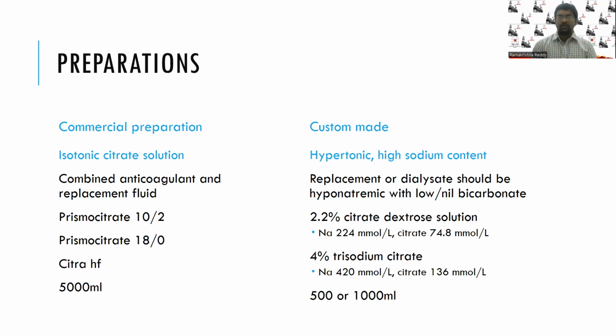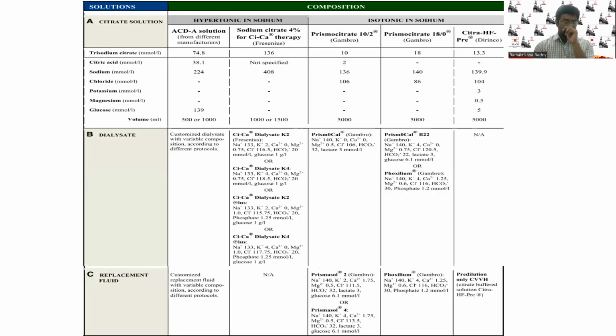And these hypertonic solutions are usually available in 500 ml or 1000 ml bags. If you see this table, you can see the various preparations. On the left side, there are hypertonic citrate preparations. On the right is the isotonic preparation. And if you see the sodium content in hypertonic preparations, it is 224 or 408 millimoles, whereas in isotonic preparations, it is in the 136 to 140 range. And the volume of the solution, usually hypertonic, is a 500, 1000 or 1500 ml bag, whereas isotonic preparations are available in a 5 liter bag.